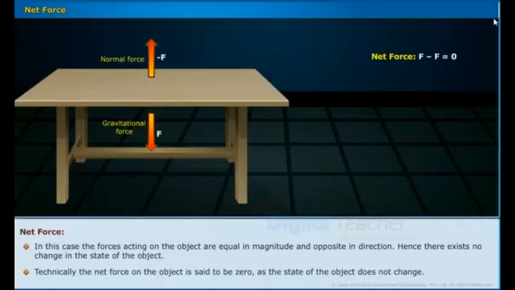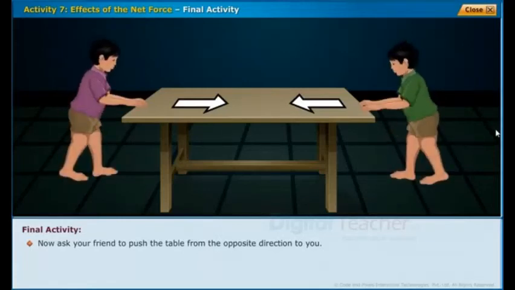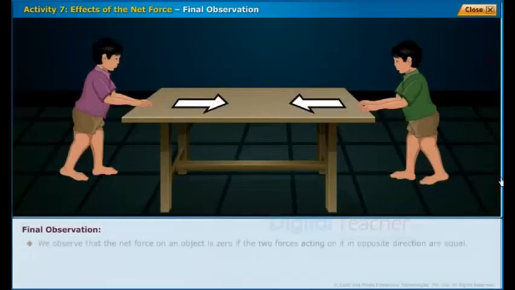Now ask your friend to push the table from the opposite direction to you. Observe the direction in which it moves. We observe that the net force on an object is zero if the two forces acting on it in opposite directions are equal.